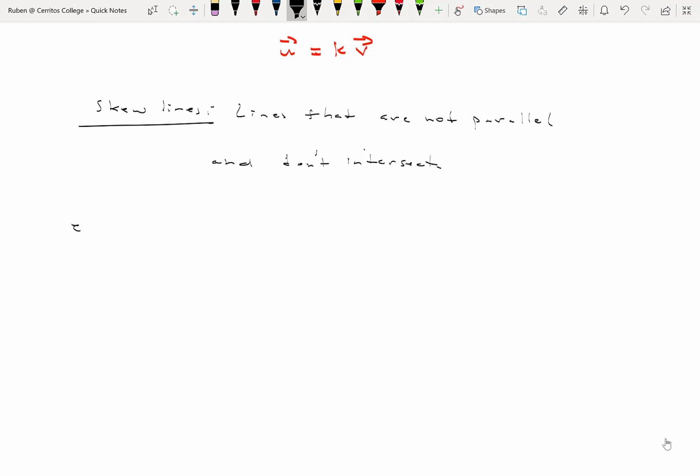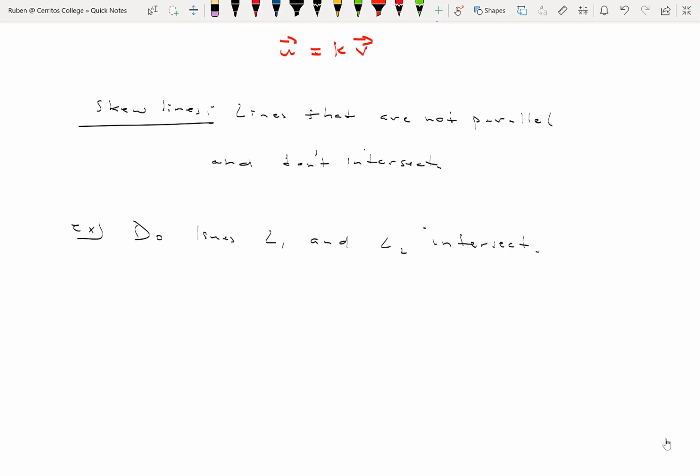So the next question is, do lines L1 and L2 intersect? Okay. Well, there's a common mistake that's made in trying to determine whether the lines intersect or not.